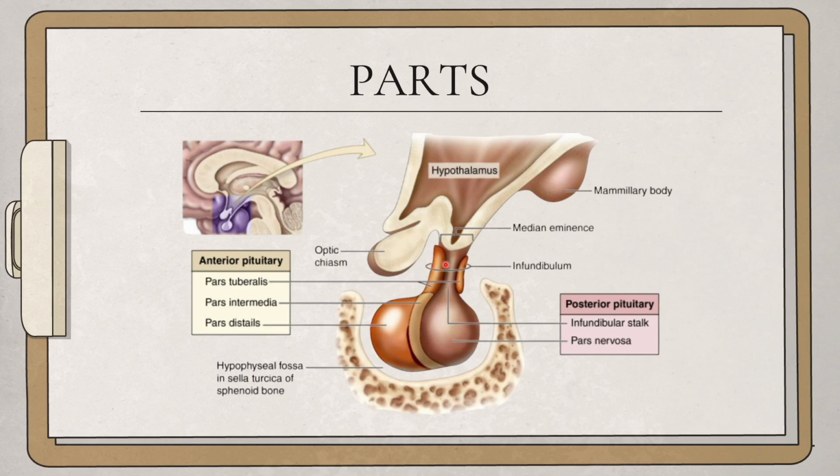The infundibular stem is the neural connection between the posterior lobe and the hypothalamus. And the median eminence is the part of the hypothalamus present at the base of the brain near the third ventricle. It serves as a connection between the neural and the endocrine system.